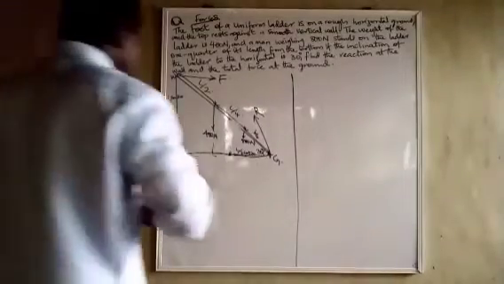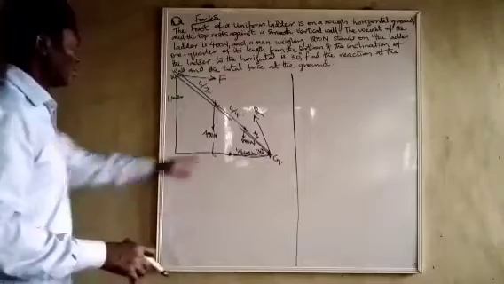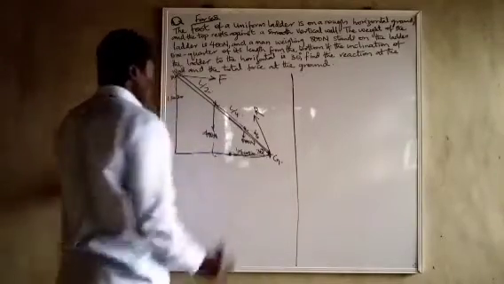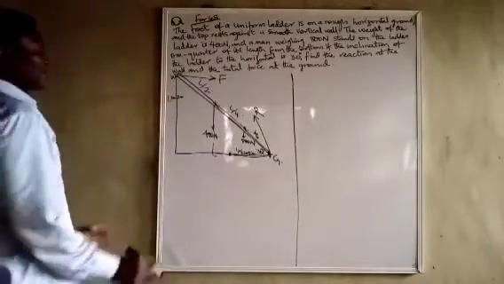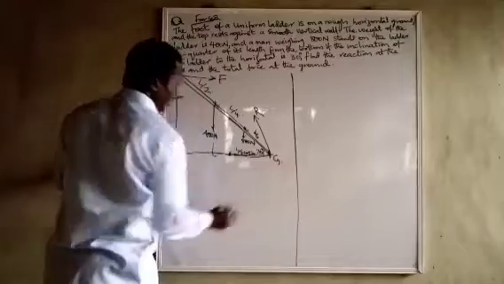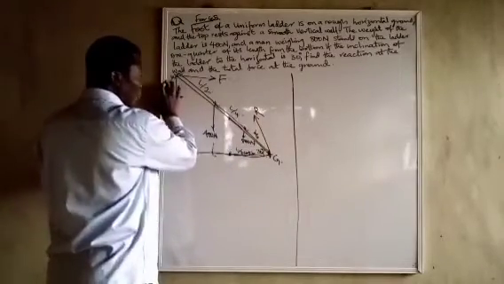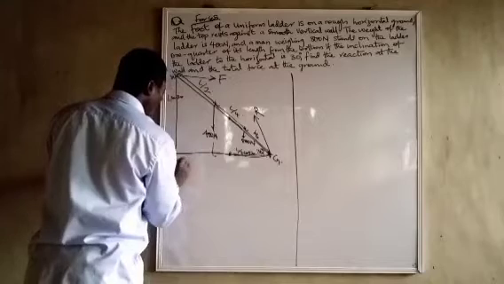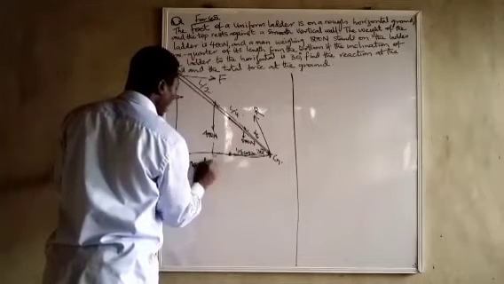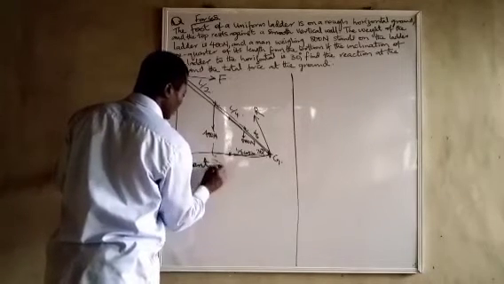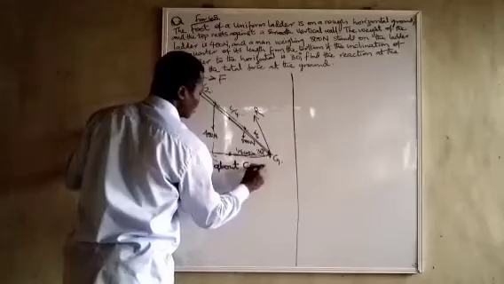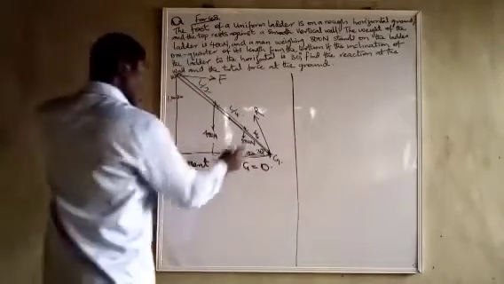Let us now use an analytical technique that will not require us drawing a triangle of forces. We will just do it by calculating. Take moment about G here, because this one is not perpendicular, so it's not easy to take it about any other point. So let's take it about this place. So moment about G is equal to 0. That is, clockwise moment is equal to anti-clockwise moment.